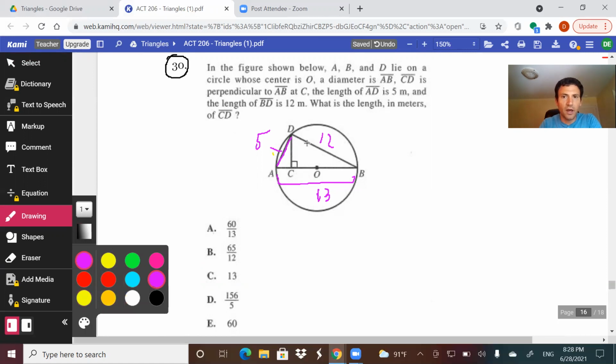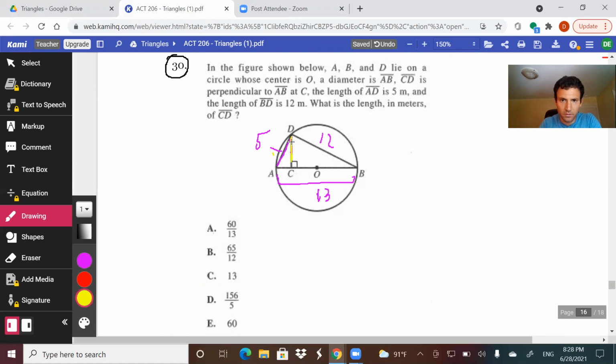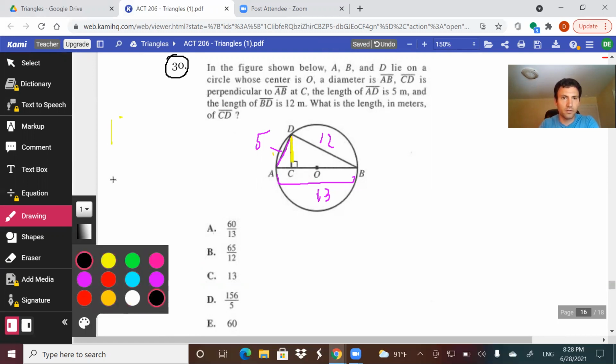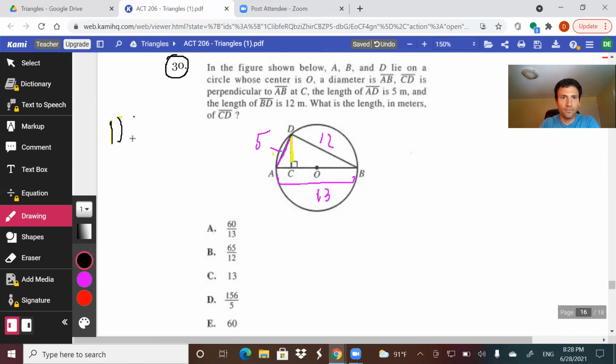So I will put that in yellow. Keep the eye on the prize. So we want CD. Okay. Easiest thing ever to do. And here's just the logical way to consider. So I'll call it route number 1, just being logical.